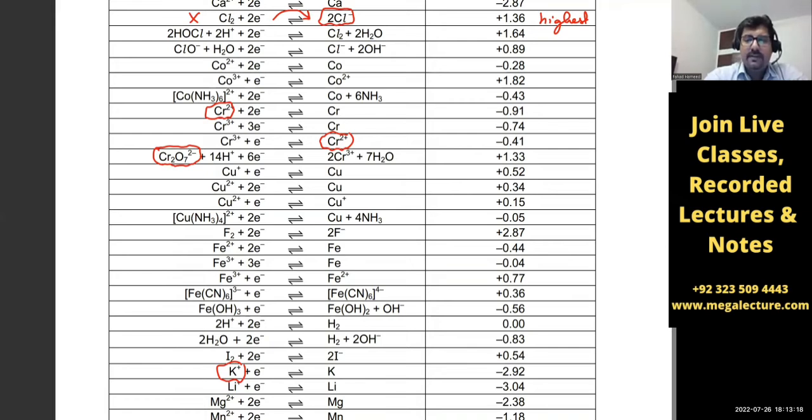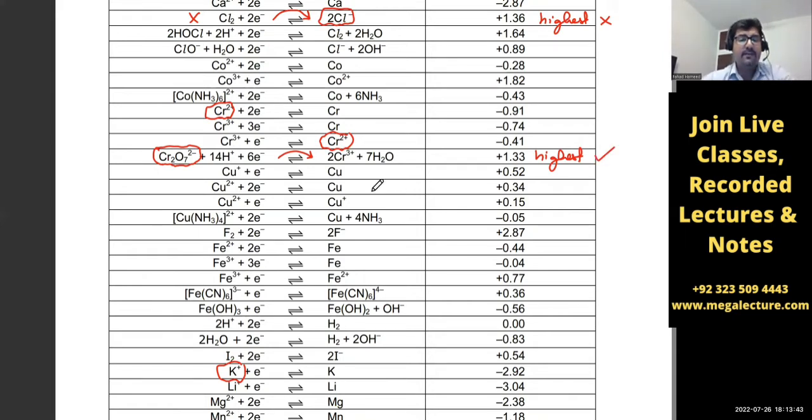Okay, take that out. Although it is the highest, we don't have Cl2. So who's the highest now? The highest is 1.33. The highest is the one that's going to gain electrons, and that's fine. So that means Cr2O7 2 minus with 14H plus is the one that's going to gain electrons. That's the highest, and there's nothing wrong with that.